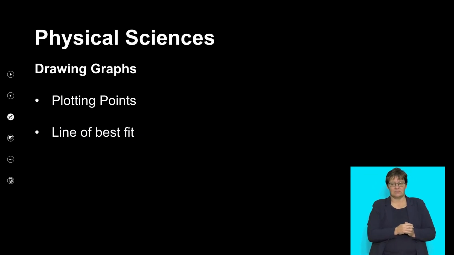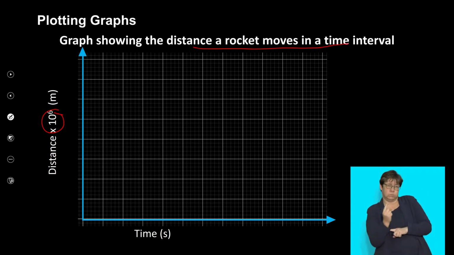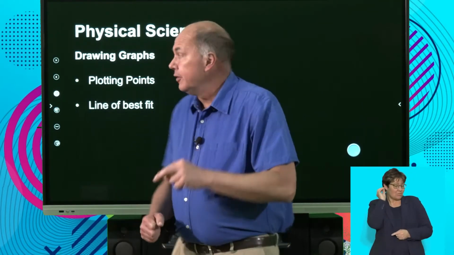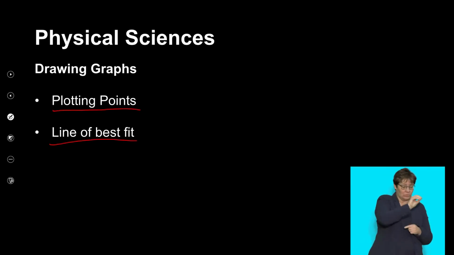I think I missed that, but on here, there it is. I've put the distance as times 10 to the 6 because it's the distance a rocket moves in a time interval. Now there are two more critical points when we talk about how to draw graphs accurately that you need to take note of. Those are the idea of plotting points and the line of best fit.